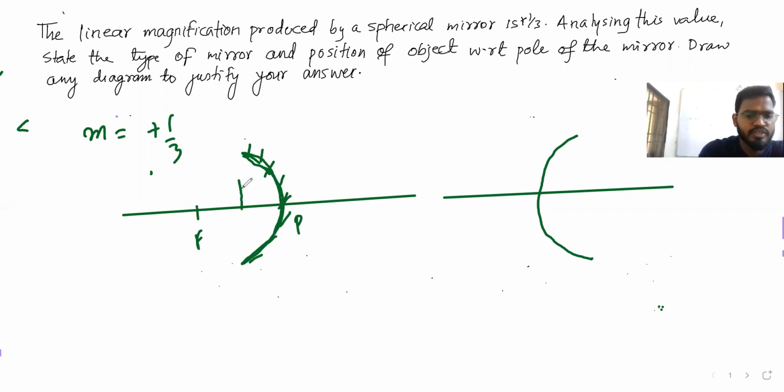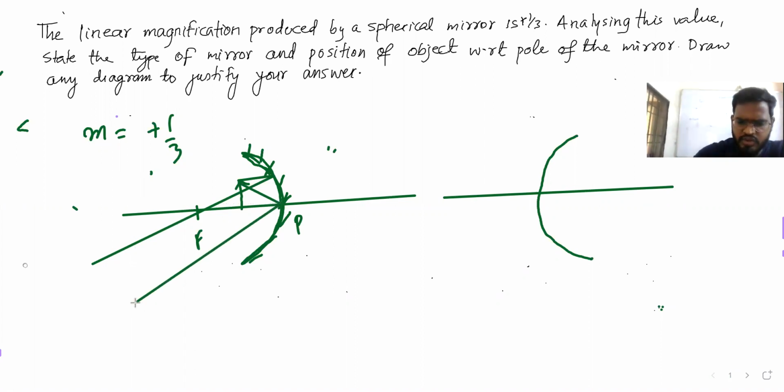Okay, so let's consider the object is placed somewhere here. A ray of light parallel to the principal axis will pass through the focus. Second, we can consider a ray of light incident at the pole. It will reflect back with the same angle. If you see, these rays are divergent, so they are never going to meet, right? So we'll have to extend them, and they are going to meet somewhere here. So the image is going to form by this, that is the image.